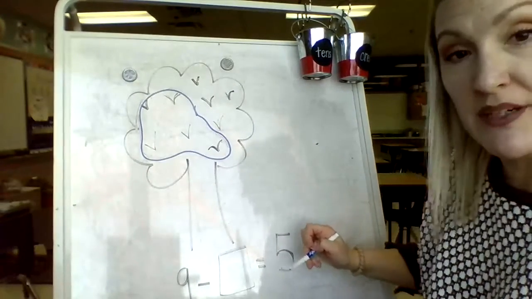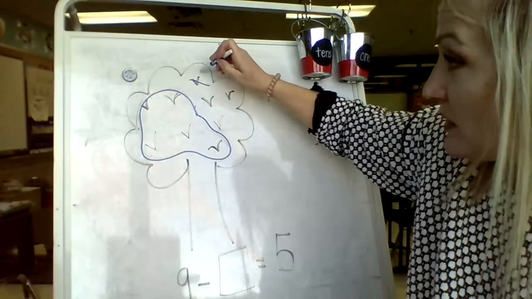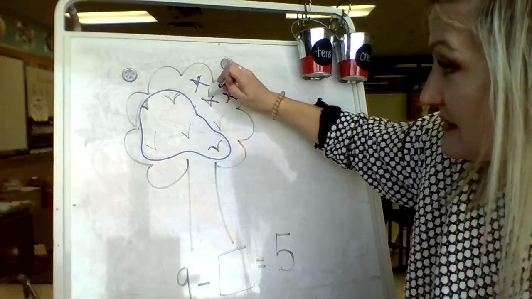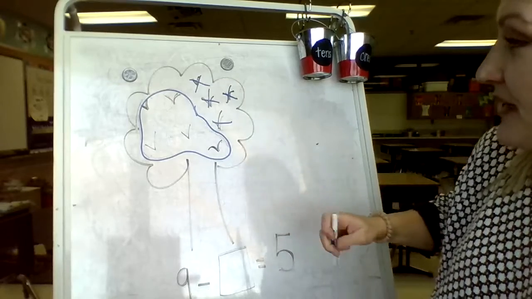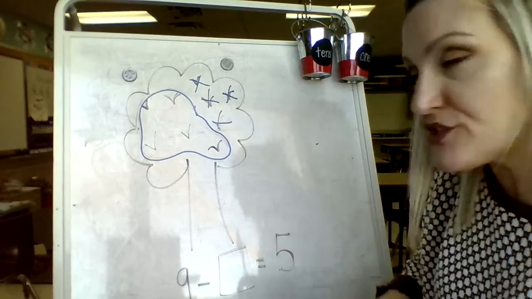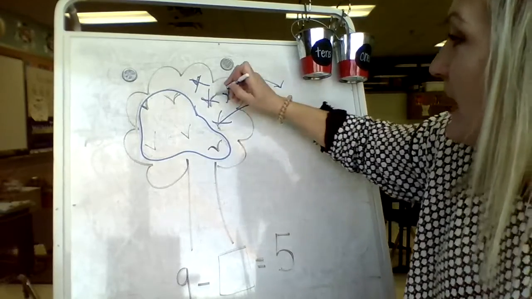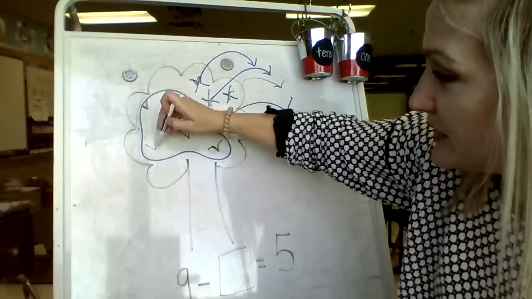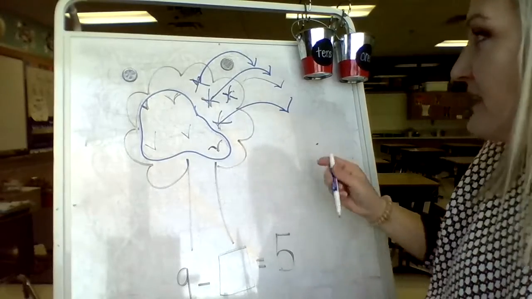That's our ending number. So how many birds flew away? Well, there were 9, 8, 7, 6, 5. How many birds had to fly away? 1, 2, 3, 4. See how I crossed them out? That shows that they flew away. And I could keep taking birds away as long as I make sure that there are still 5 in the tree.